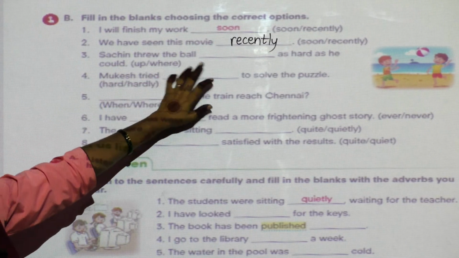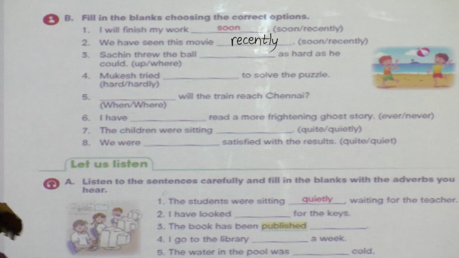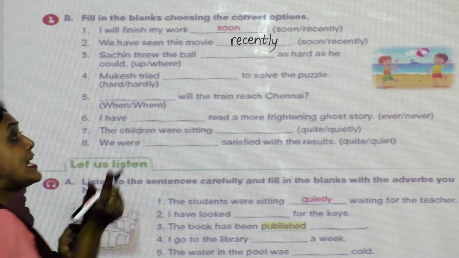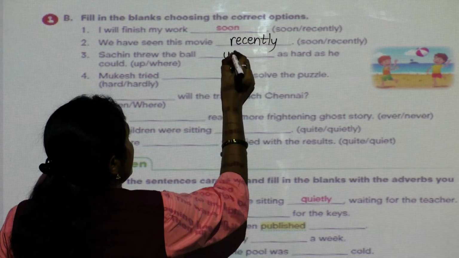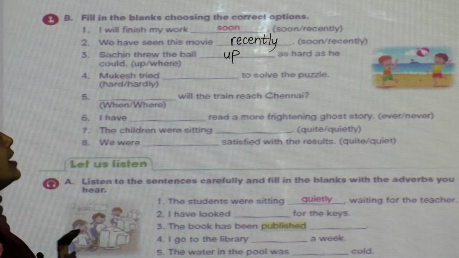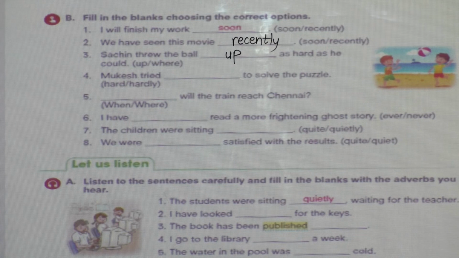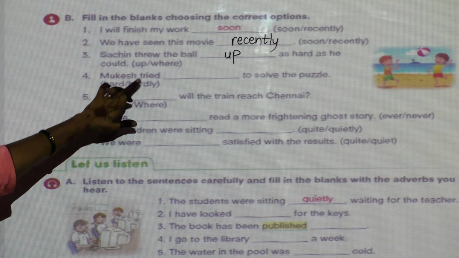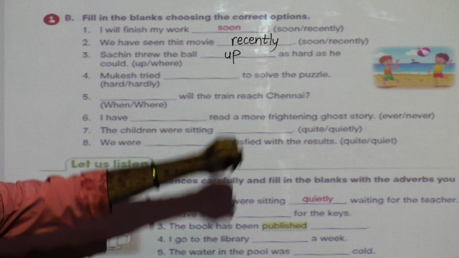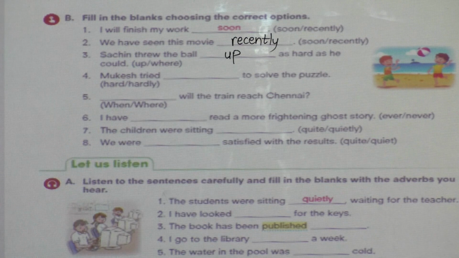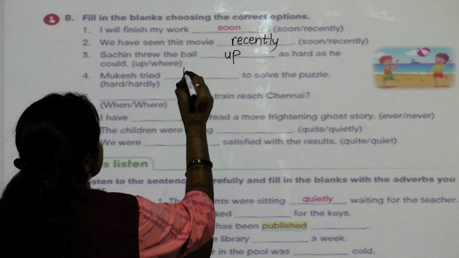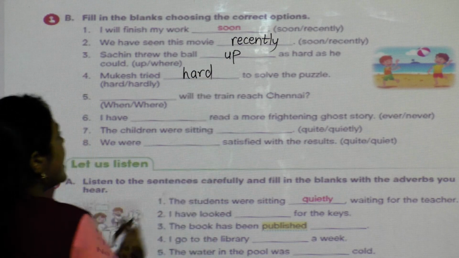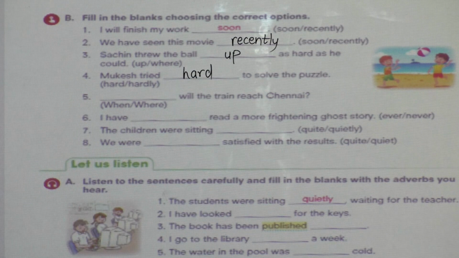Sachin threw the ball dash as hard as he could. Sachin threw the ball up or where? Yes, Sachin threw the ball up as hard as he could. Mukesh tried dash to solve the puzzle. Mukesh tried hardly to solve the puzzle or hard? Yes, Mukesh tried hard to solve the puzzle.